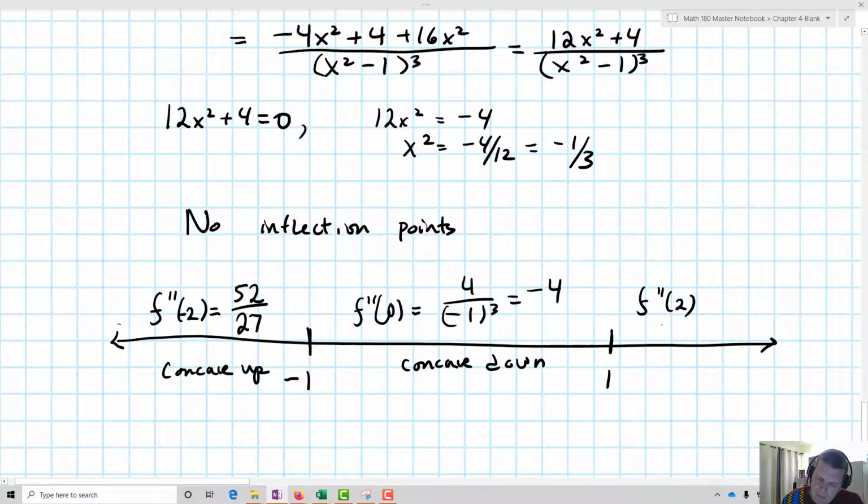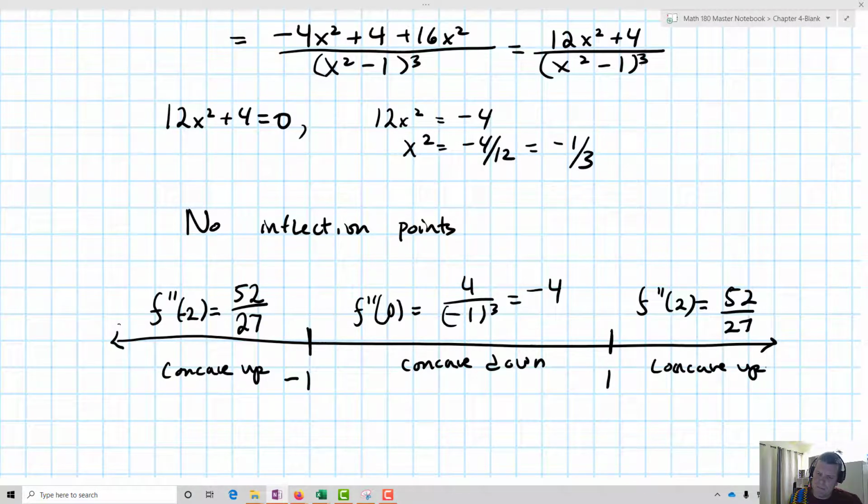And then if we take f double prime of 2, again, that's also going to be 52 over 27. So it's also going to be concave up. That's also going to be positive. So what we see here is that even though we have no inflection points, we still have to check for our concavity, because we have to check for concavity around our asymptotes.